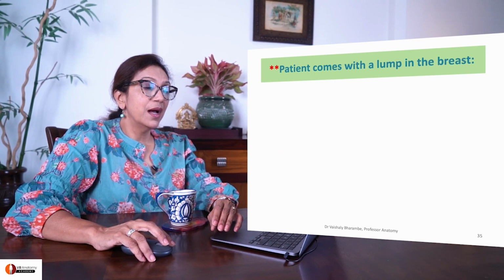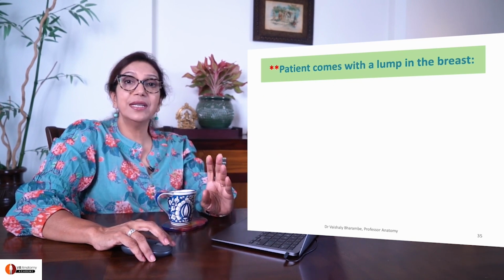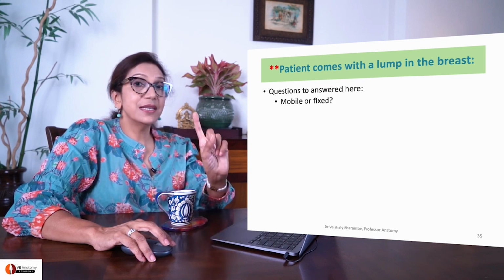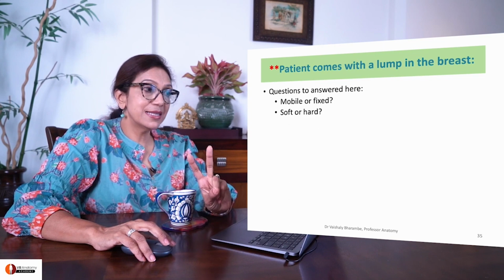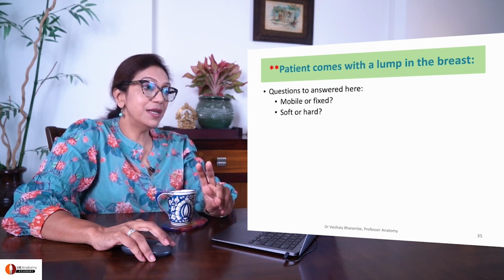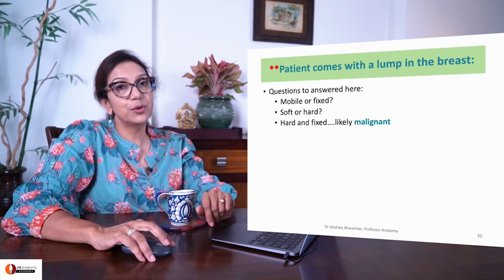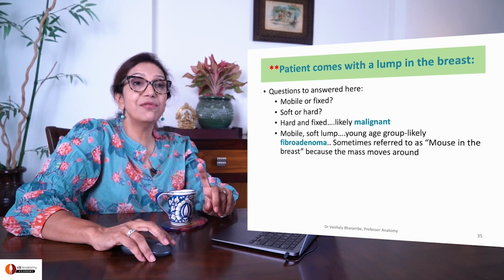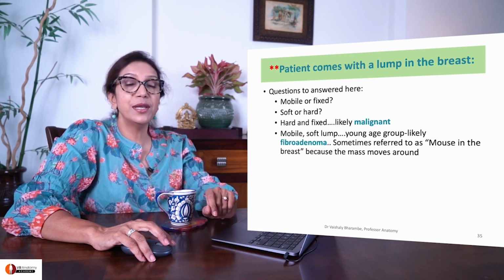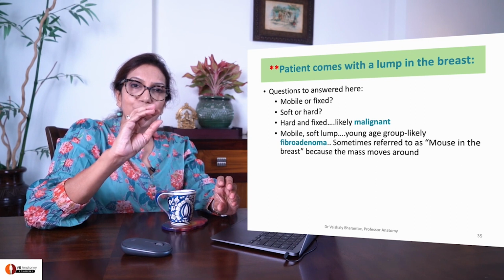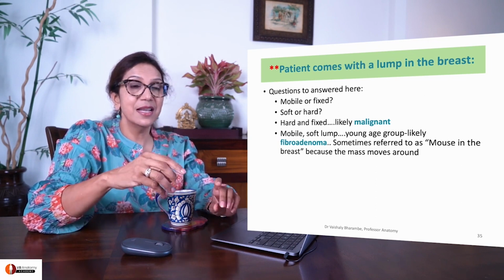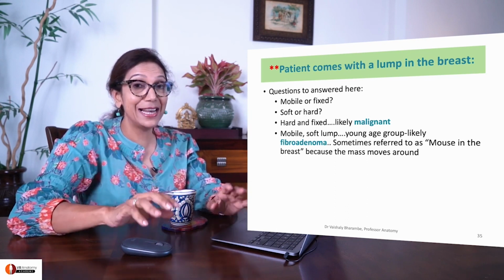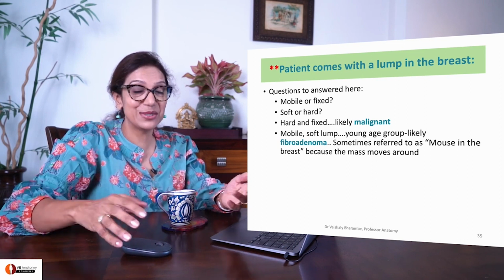Now think that you have a patient who has come with a lump in the breast. What are the questions you will ask yourself? Is the lump mobile or fixed? Is the lump hard or soft? If it is fixed and hard, it's likely to be malignant. If it is soft and mobile, it's likely to be something called fibroadenoma. What is fibroadenoma? Fibroadenoma is a little growth in the mammary gland which is non-cancerous and it tends to move. It's also called a mouse in the breast. What a horrible analogy, but it has been used for years together.